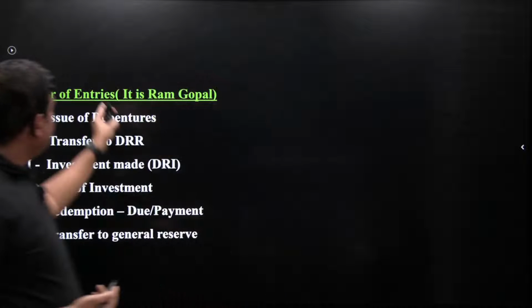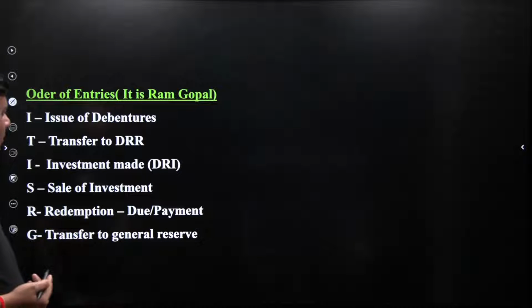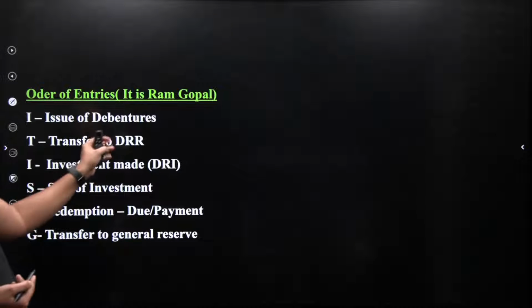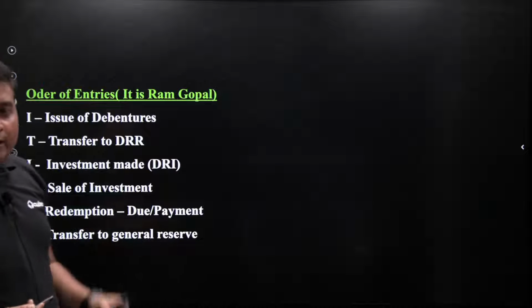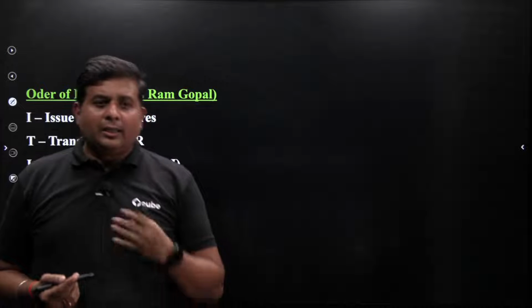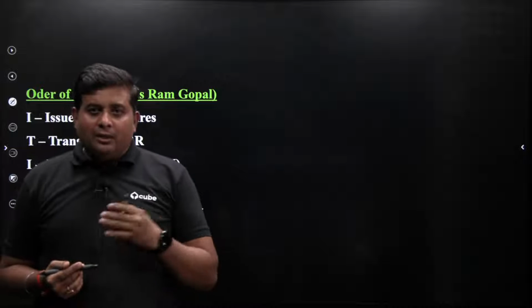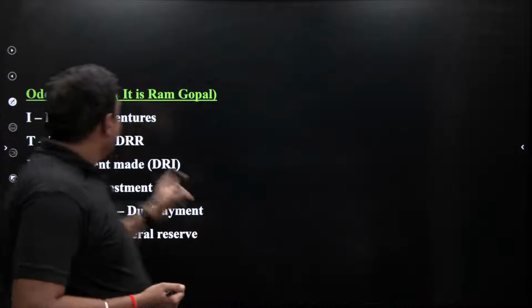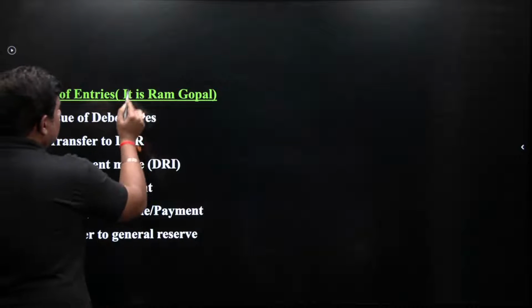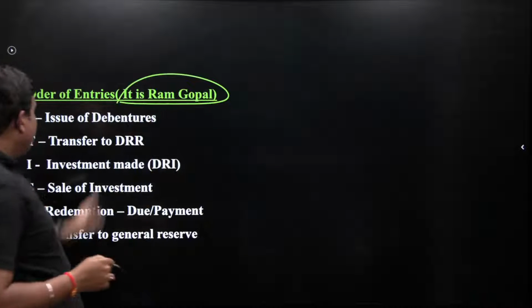Now, what is the order of entry? This is very important. Most of us become confused while placing the entries. Where we have to place, like issue of debenture, then how can we place this? So I have made a shortcut trick for the same. The trick is it is Ram Gopal, right? So it is Ram Gopal.